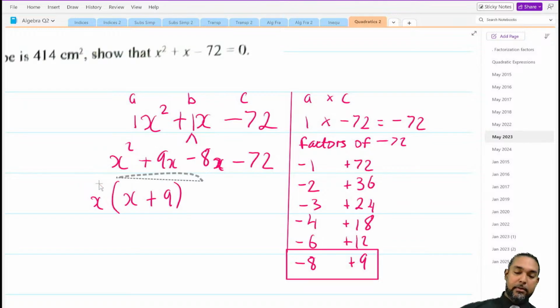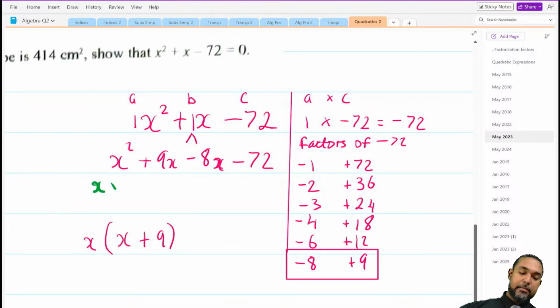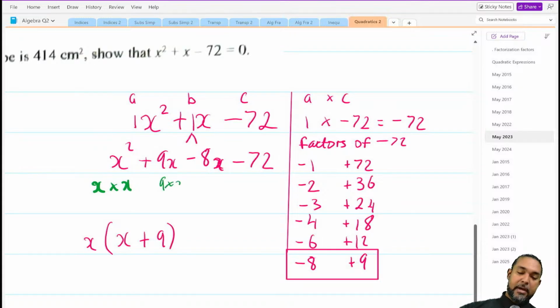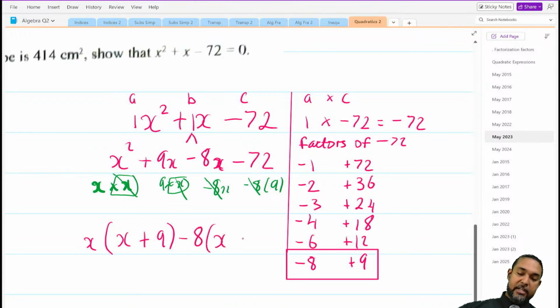If you want a little more meat for that, basically what you're doing is you're considering x squared as x multiplied by x, and you're considering 9x as 9 multiplied by x. If you look at it, they both have a common factor of x. So if you take that out, what's left? x plus 9. Similarly with minus 8 and x, you have minus 8 by x, and then minus 72 could be, as we saw, minus 8 by 9. If you take out your minus 8, you're going to have x plus 9.